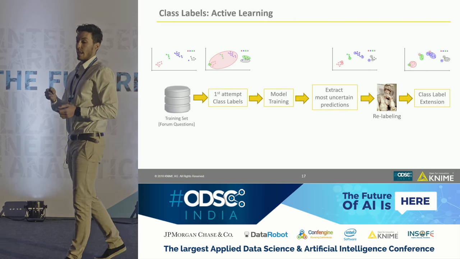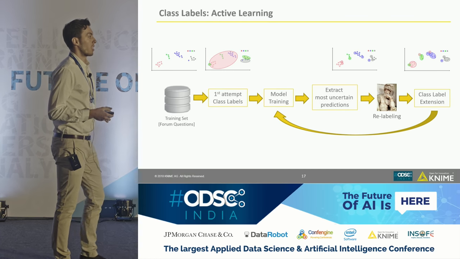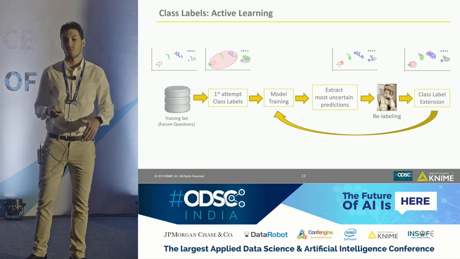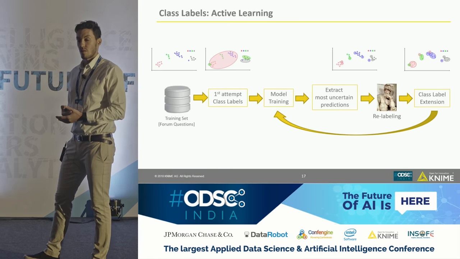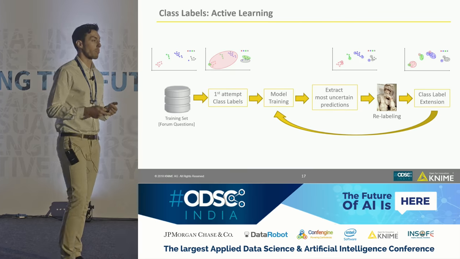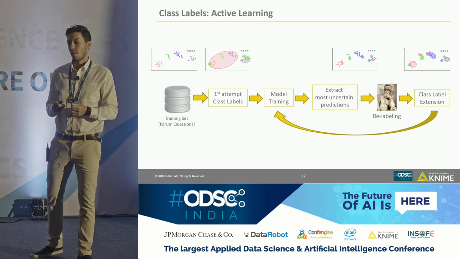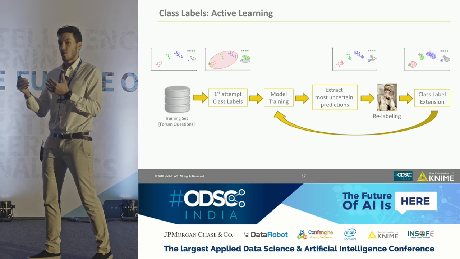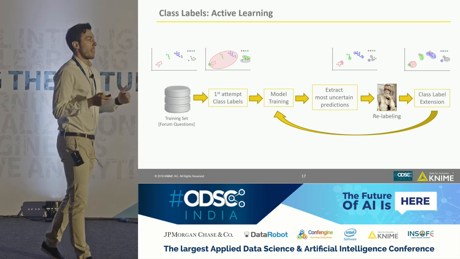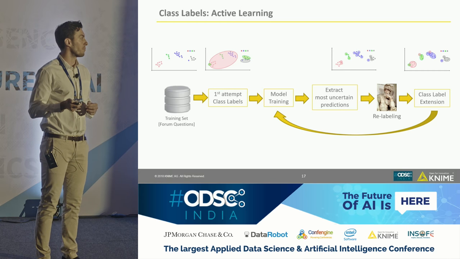So we can actually iterate on this cycle, and we are talking about active learning. So we can train the model again, extract the most uncertain predictions, relabel the most uncertain predictions, and then extend the class label with the closest predictions. And do that until we reach the point that the data set doesn't change that much, right? So that we have labels that are more or less fixed for the rows that we are using in our data set.